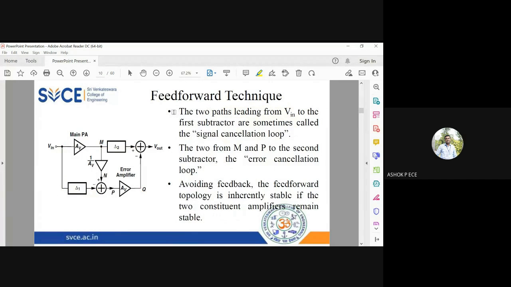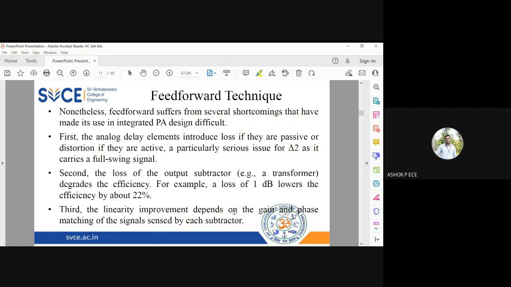So the path from Vin to the first subtractor is called the signal cancellation loop. This path is the signal cancellation loop, and this path is the error cancellation loop. So two paths are there, and when you use both paths, the output will have only the input voltage, and all the distortion is going to be completely cancelled out. So this has several shortcomings when you fabricate this power amplifier, because whatever delay you give will reduce the performance of your system.